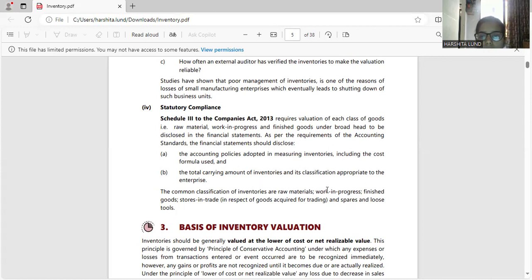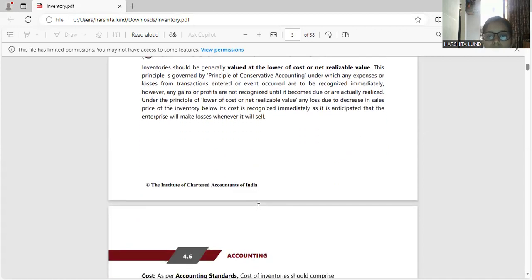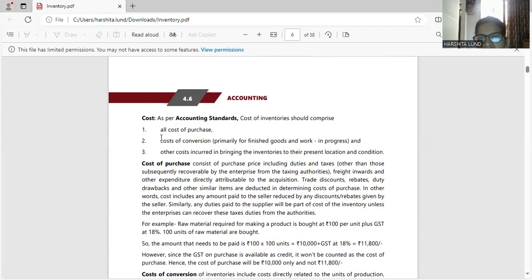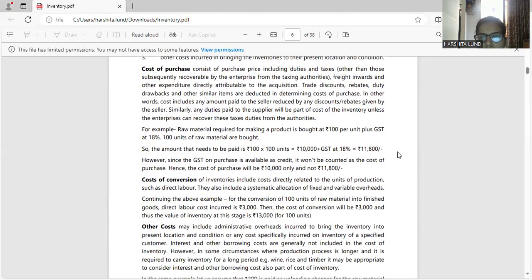The basis of inventory valuation, I have already explained to you. It is measured at the lower of cost or net realizable value, because we want the inventory to be shown at a correct value. If there is a loss, then as per the accounting standards, we should recognize that loss, and inventory will be valued at the lower of cost or NRV. We already saw what all costs will be included in the cost of inventory. This is one of the examples which you can refer.